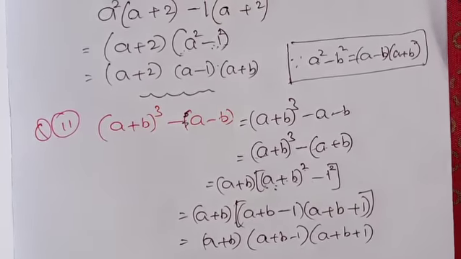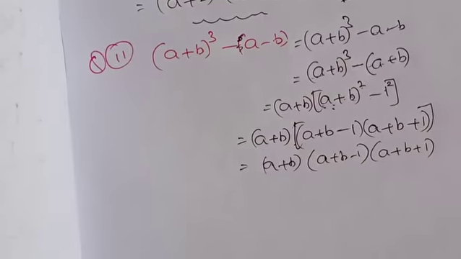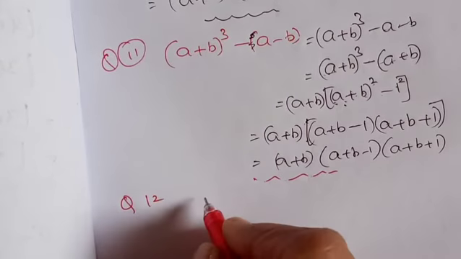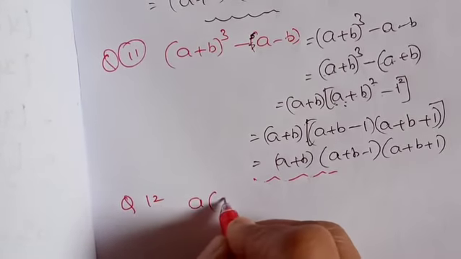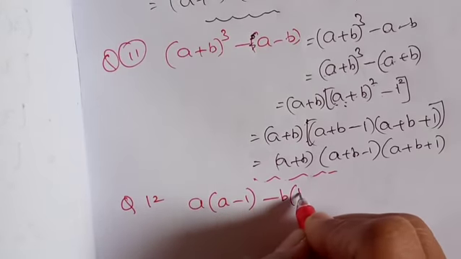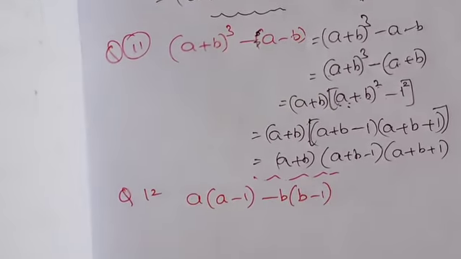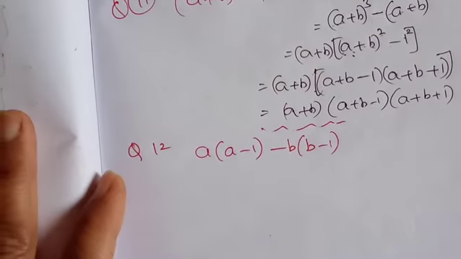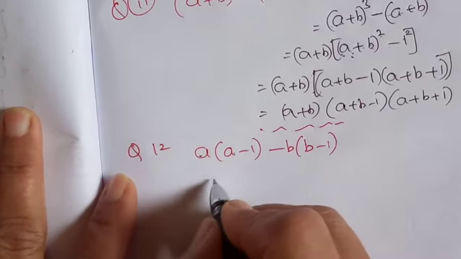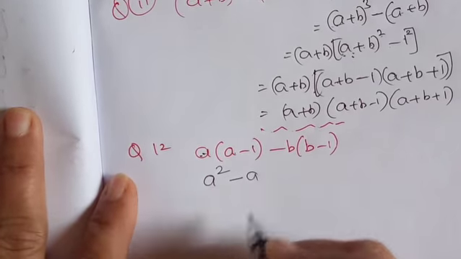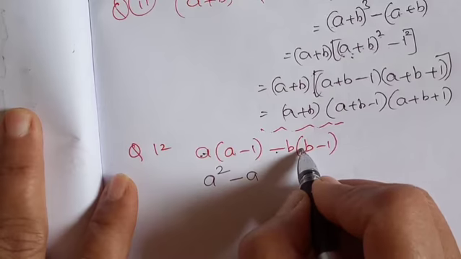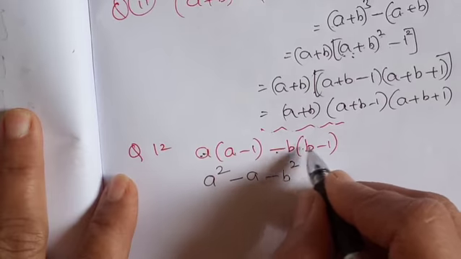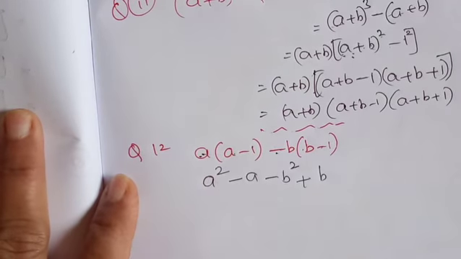I hope you understood this. Okay, next question is the 12th question. This is completed. The 12th question is a of a minus 1, b of b minus 1. Okay, so first you have to simplify what is given. So what is given here? a into a square, a into a minus b into b square, minus b square, minus b into minus 1 plus b.